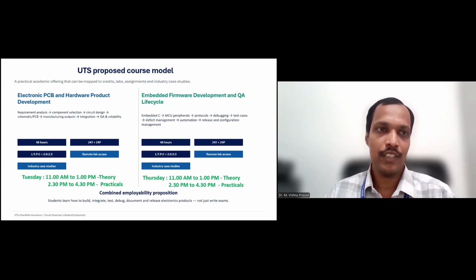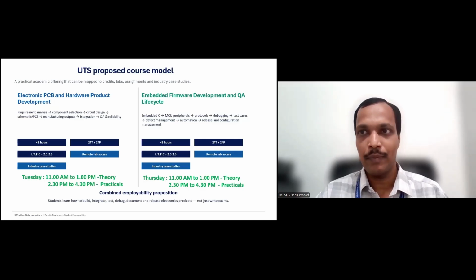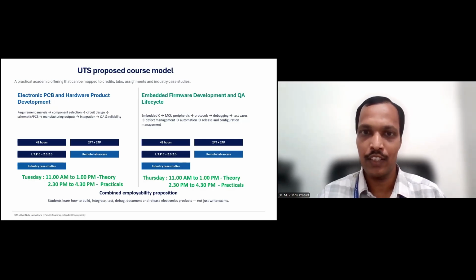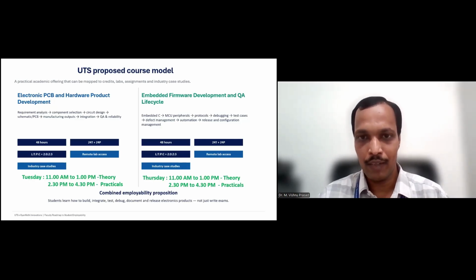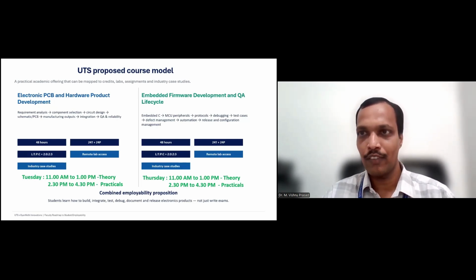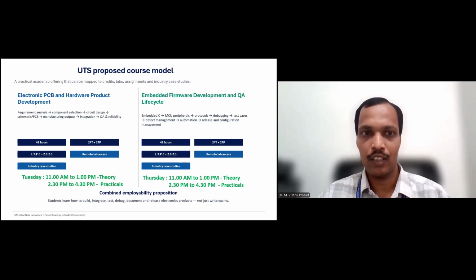The first course is Electronics PCB and Hardware Product Development, and the second course is Embedded Firmware Development and QA Lifecycle. For these two courses, we have given the complete unit-wise syllabus and the number of proposed hours. We want to deliver these courses in two modes. One is theory, which lasts for 24 theory hours.